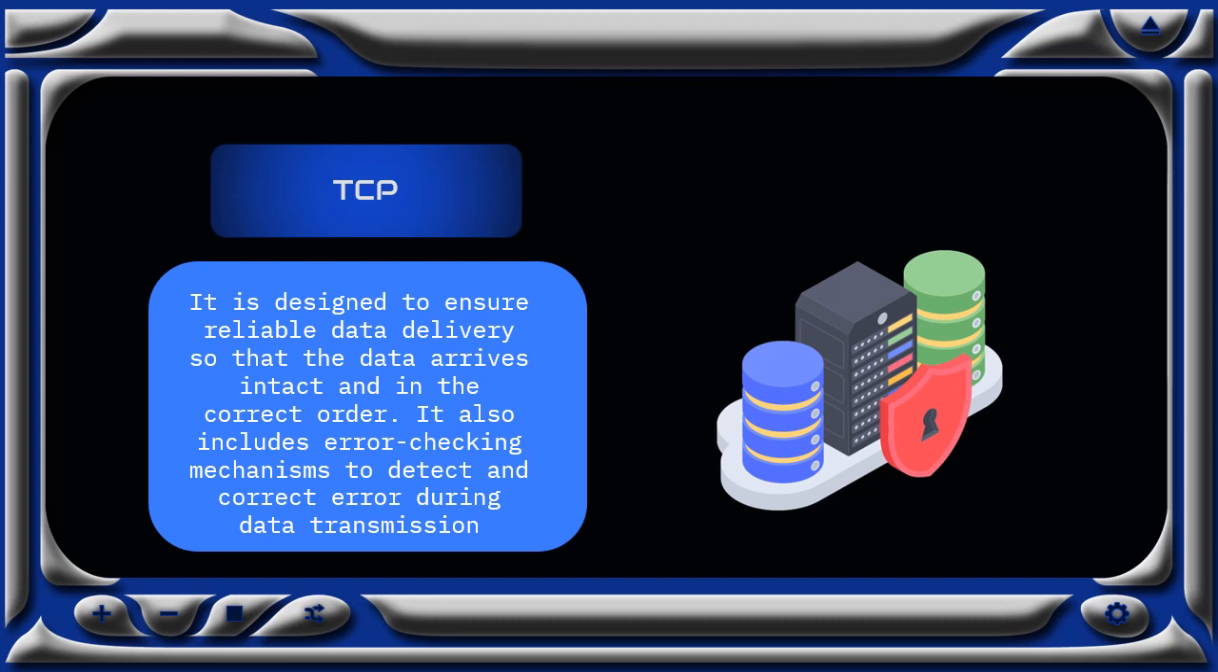For the first one, we have TCP. It is designed to ensure reliable data delivery so that the data arrives intact and in the correct order. It also includes error checking mechanisms to detect and correct errors during data transmission.